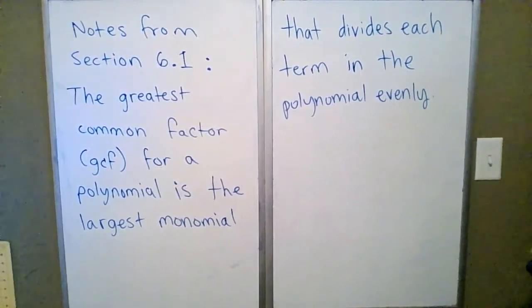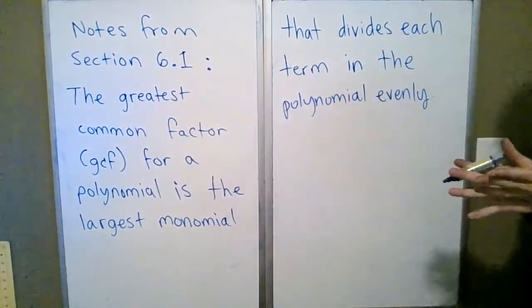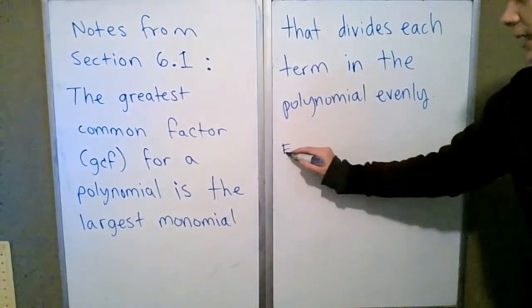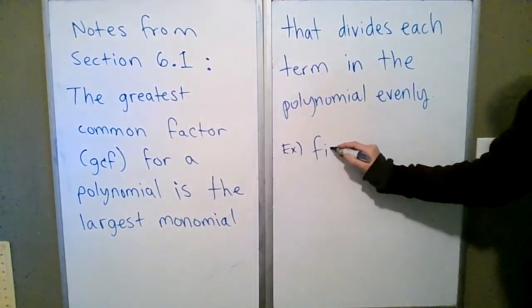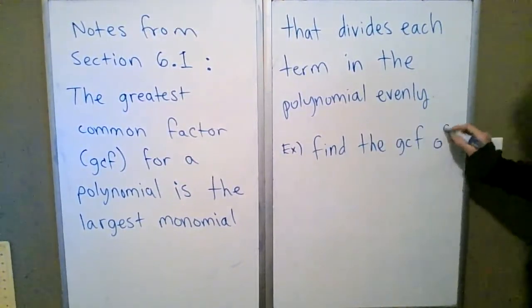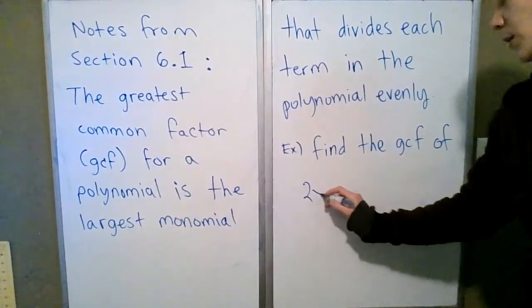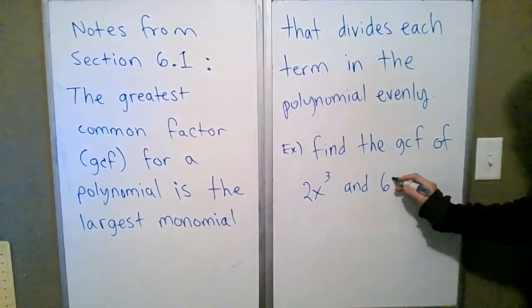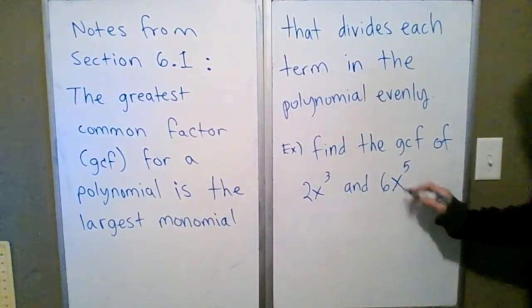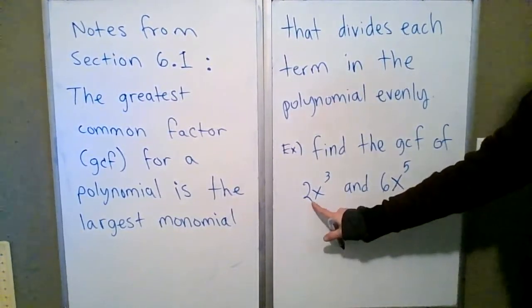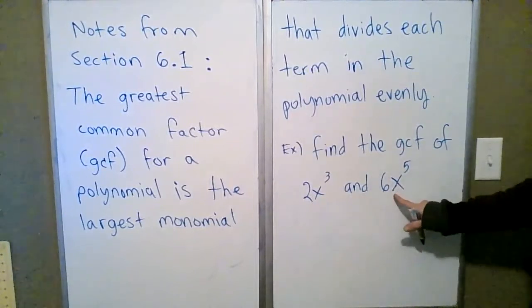I'm going to start with an example. I think that will help me explain the steps on how to find the greatest common factor. So let's find the GCF of 2x cubed and 6x to the 5th. The greatest common factor has to divide into 2x cubed evenly, no remainder, and it has to divide into 6x to the 5th.